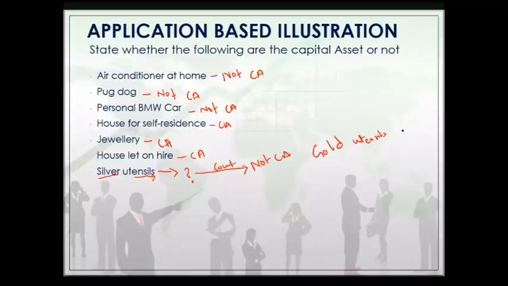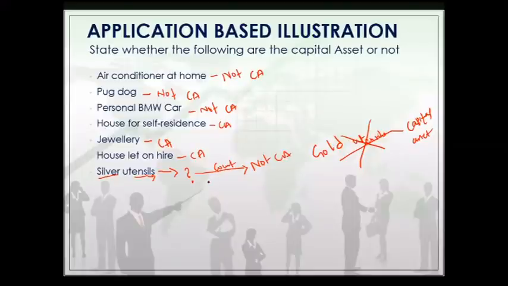But the court said in this case, no, this will be considered a capital asset. We can't give you exemption. This will be considered a capital asset. So that was the controversy that happened. But now we have clarity. All precious metals are capital assets.